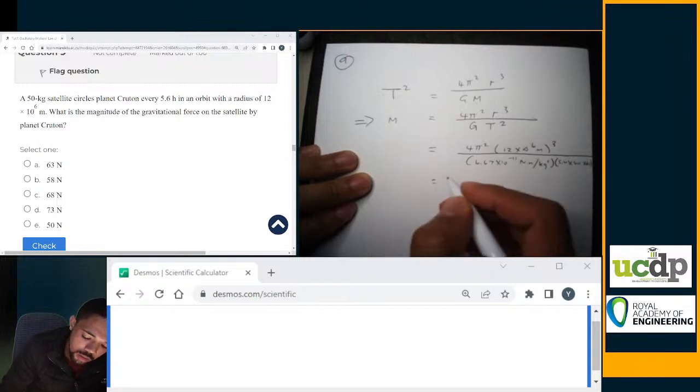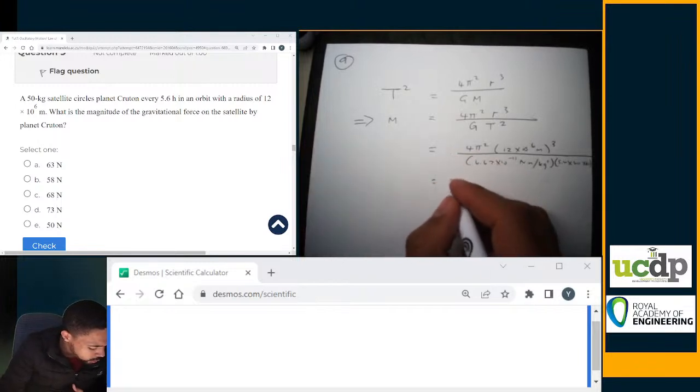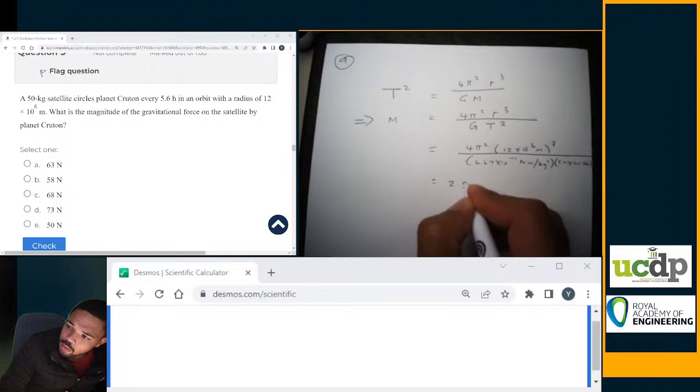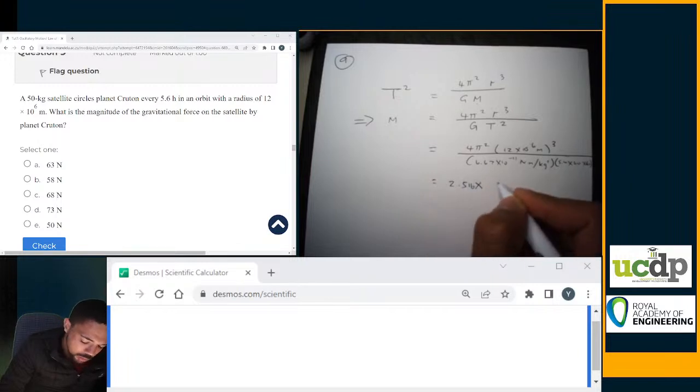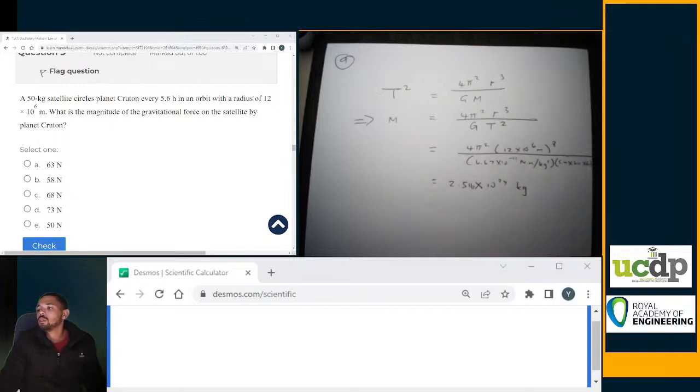If we work that out, we get the mass of planet Crouton to be 2.516, at least that is what I got, times 10 to the 24 kilograms. That is the mass of planet Crouton. Now that was not the question. The question was not what is the mass of planet Crouton. The question was to calculate the force of gravitation between the satellite and planet Crouton.